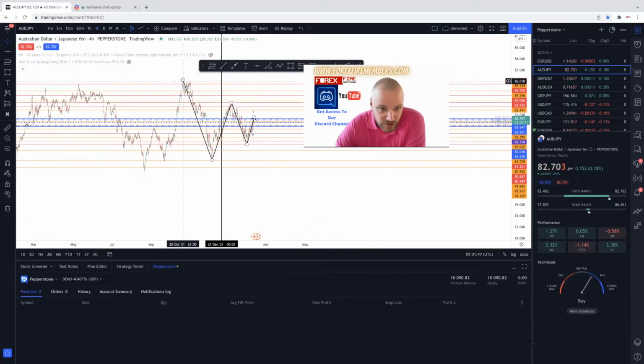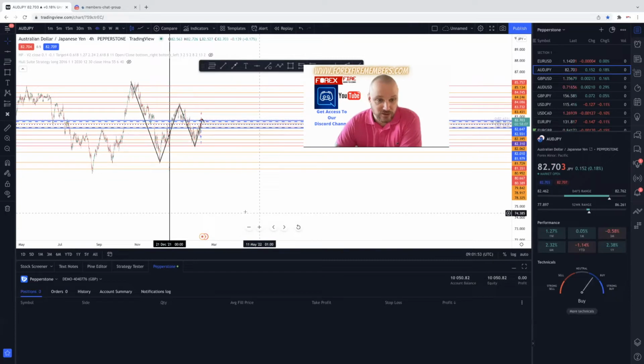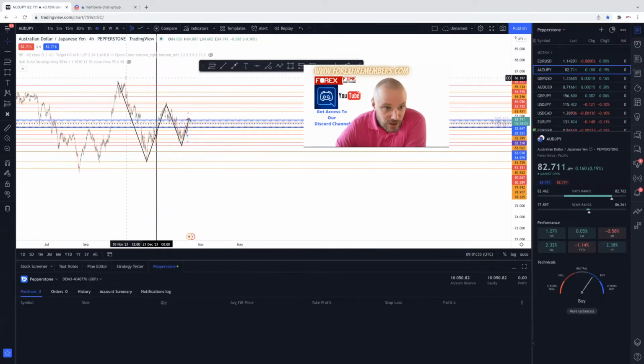But then it started to pull back. So this is sort of telling me on the 4 hour we could be coming back into a downturn. So we could be coming back into a trend of coming down.